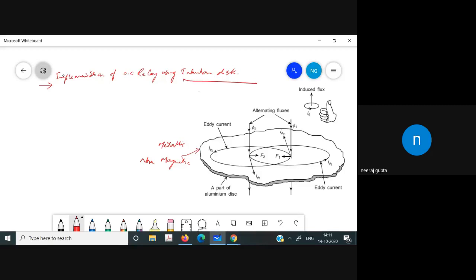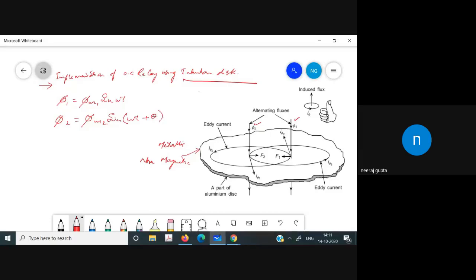Now in this case, we will have the flux phi1 and the flux phi2. Let the flux phi1 be given by phi m1 sin omega t. Then the flux phi2 is given by phi m2 sine of omega t plus theta.